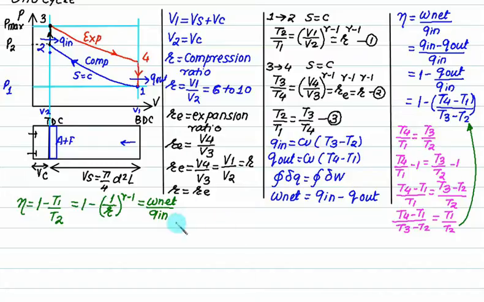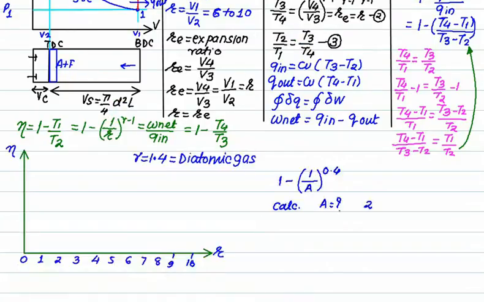W net divided by Q in. If you know W net and Q in, you can calculate it, and even if you know the compression ratio, you can calculate it, and even if you know the temperature at the start and the end of compression, you can calculate it. Another equation can also be written: T1 by T2 is the same as T3 by T4, so efficiency is 1 minus T4 by T3, because these ratios are the same. T2 by T1 is the same as T3 by T4, so we have the same proportion here. When the compression ratio R is 1, efficiency equals 0.